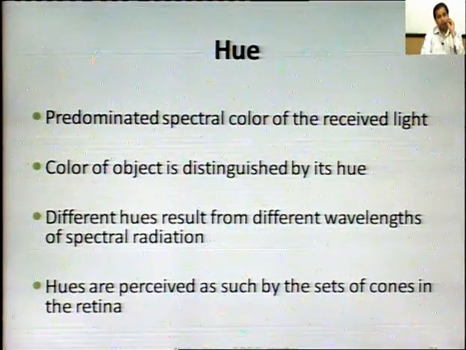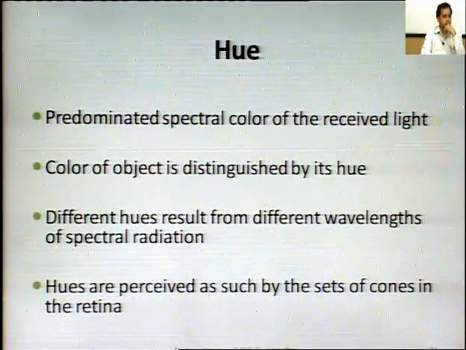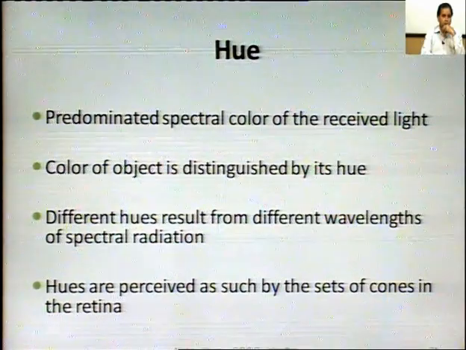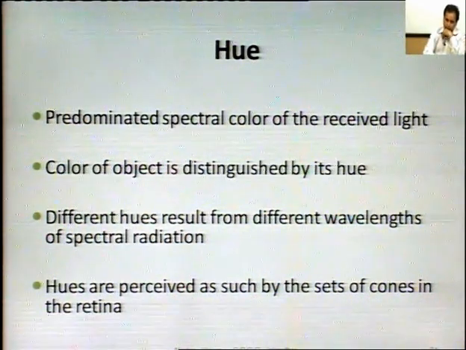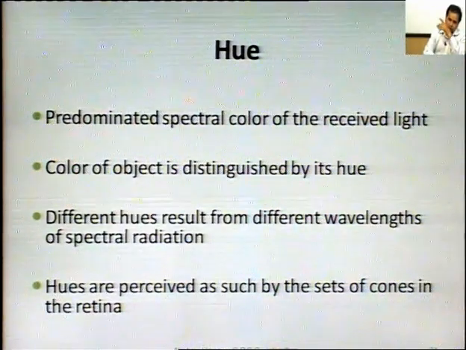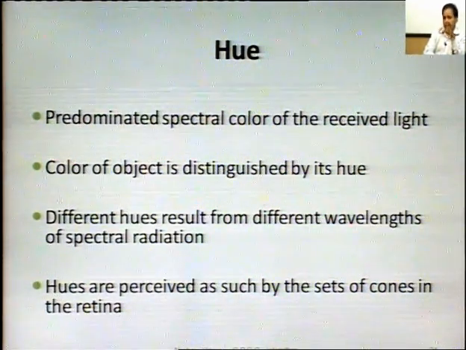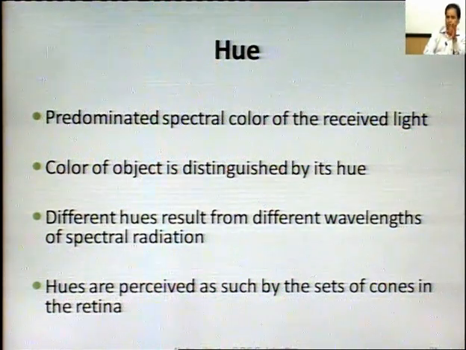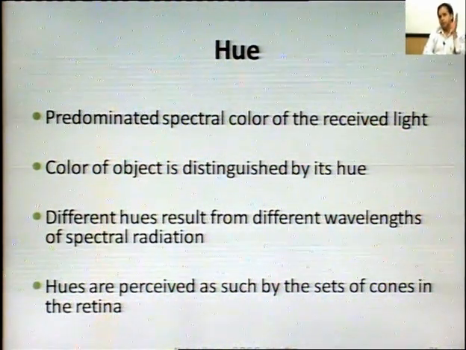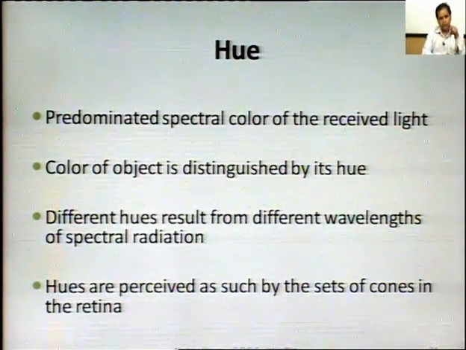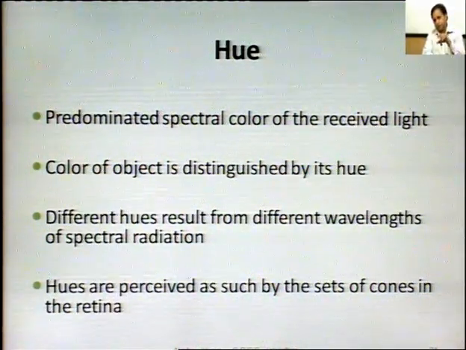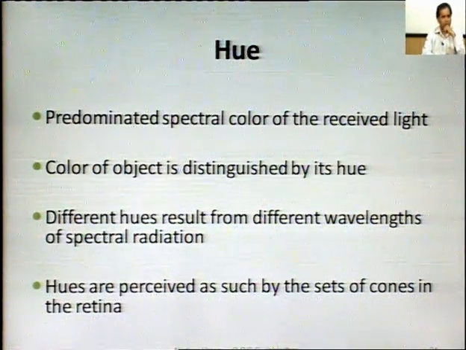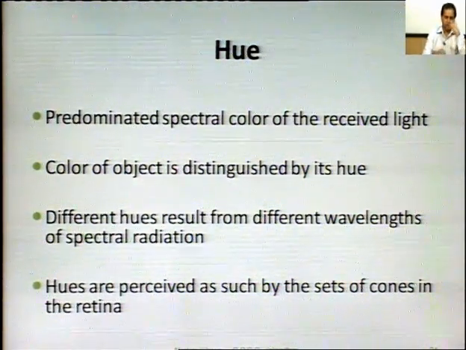That will depend upon the wavelength or spectral radiation. Hues are perceived as such by the sets of cones in the retina. As for brightness, as we just have discussed, if it is luminance that is equivalent to brightness, that will be perceived by the rods, and if it is hue, that is the color predominance of any scene, that will be perceived by the cones of the retina.